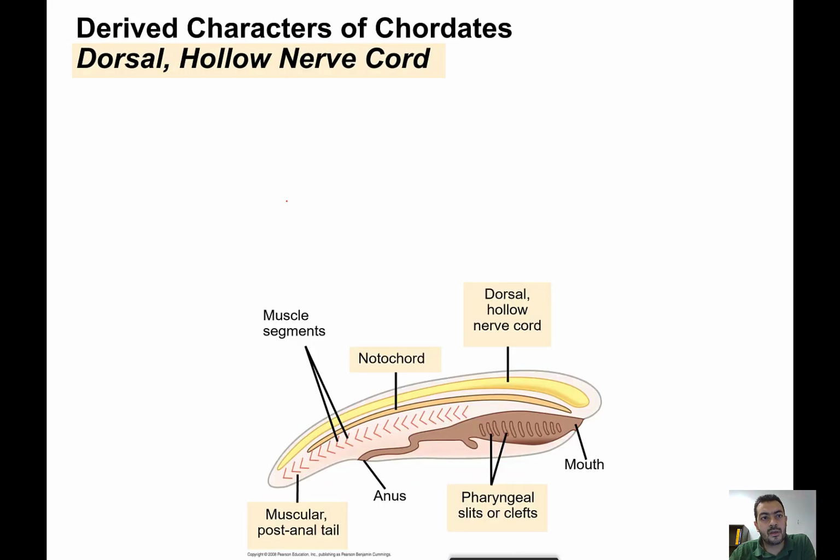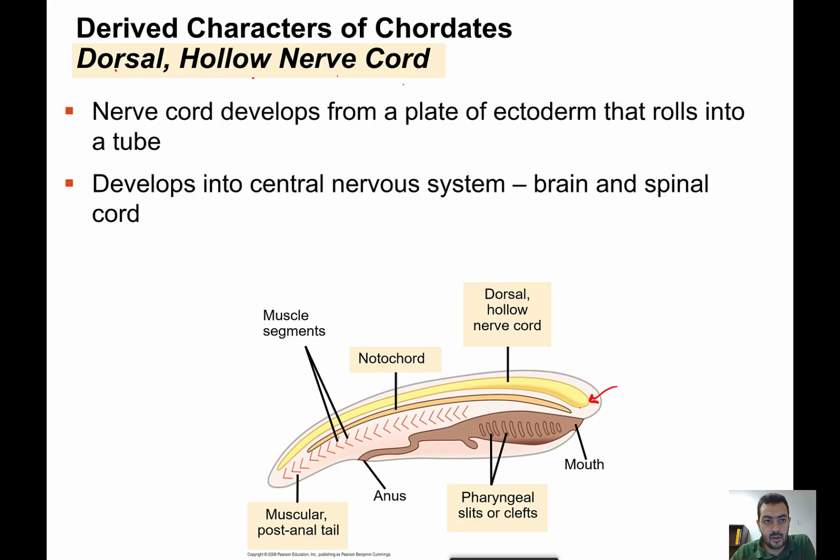The second characteristic is the presence of the dorsal hollow nerve cord. This is the dorsal hollow nerve cord shown here in yellow, and it develops from a plate of ectoderm that rolls into a tube. If you remember, we have three germ layers. The outermost one, the ectoderm, is the one that is going to develop into the dorsal hollow nerve cord, and it runs in the shape of a tube, and this further will develop into the central nervous system. In other words, the brain and the spinal cord.